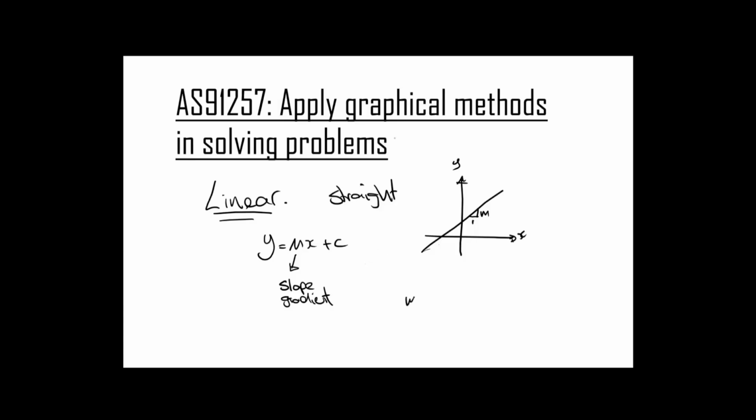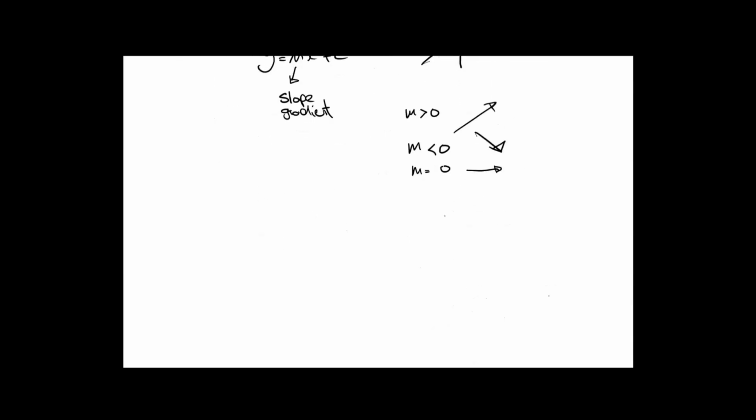If m is a positive number, i.e. it's greater than 0, it's going to slope upwards. If m is a negative number, it's going to slope downwards. If m equals 0, it's going to be a flat line. Okay. So when would we use this? We would use this when you see words such as "for every such and such" or "by the same amount", things like that. It's going to be fairly obvious which one you're going to use.